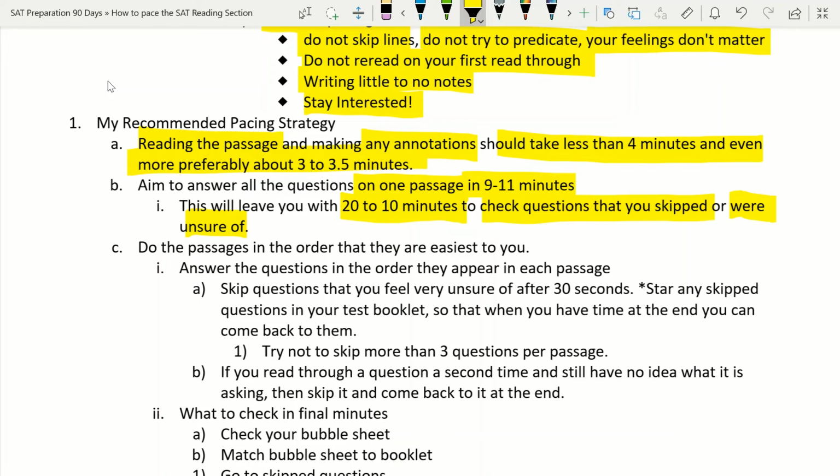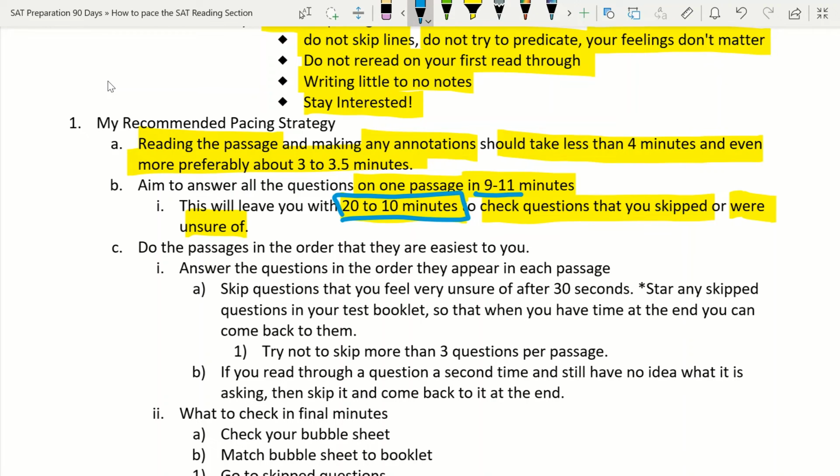Once you're done, like I said, if you're completing each passage in 9 to 11 minutes, you're going to have 20 to 10 minutes to go back through and check questions you skipped or were unsure of. So if you have to skip a question, you can do that, because by doing this, you should still have some time at the end to go back and work through them.